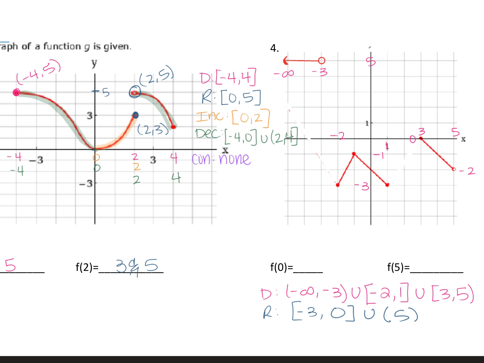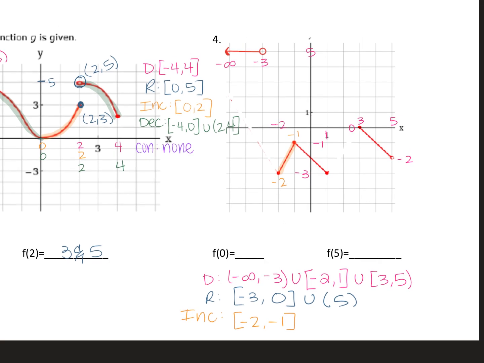From here, we're going to look at increase. Your increase is where the line goes up from left to right. So up from left to right is here. What are the x values that are covered when the line goes up from left to right? This x value is -2, this is -1. So that's just from -2 to -1, and then brackets on both of those.